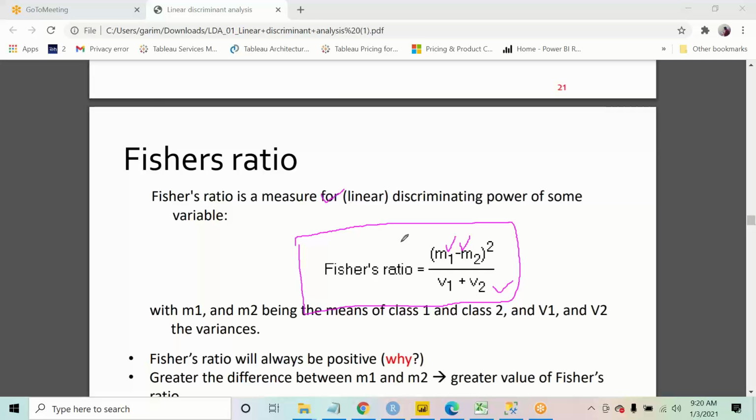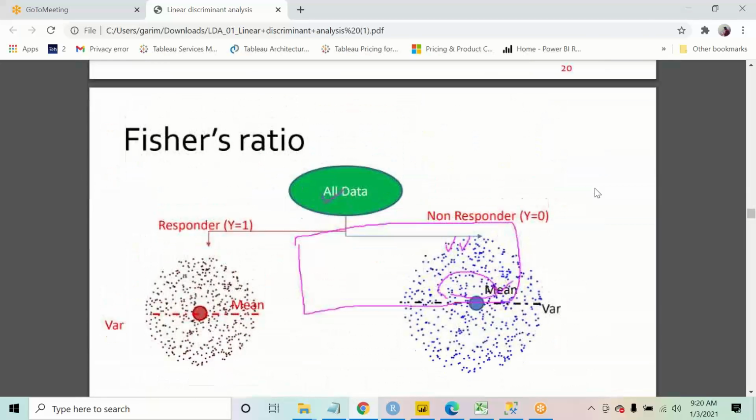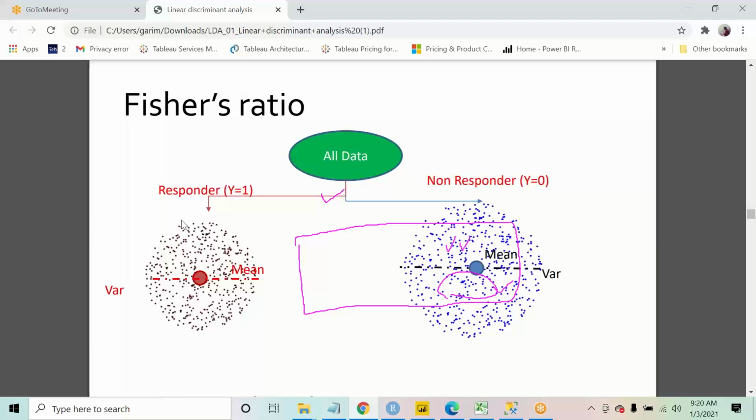Increase, right? So it will increase. And suppose the variance is very, very high in the data. In that case, will the Fisher's ratio increase or decrease? It will decrease, right? The Fisher's ratio will decrease if these values are high. So what was variance? Variance is basically how much the data is scattered, right?